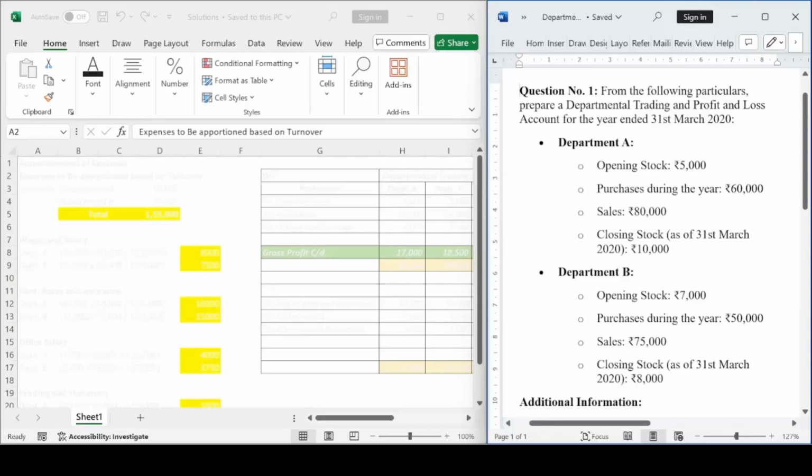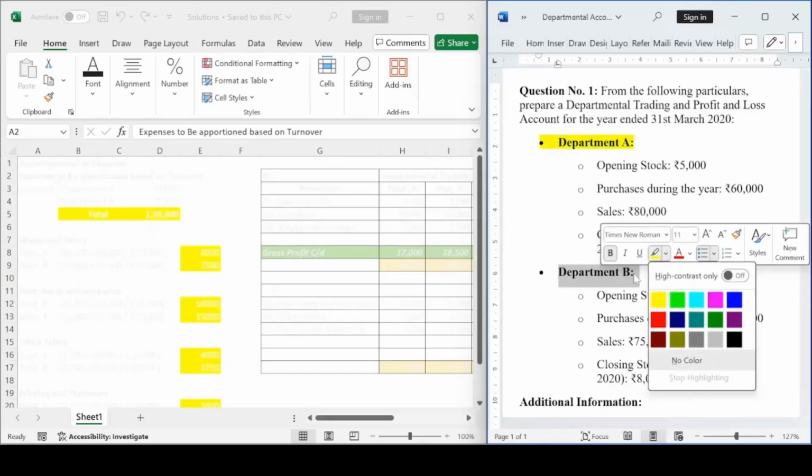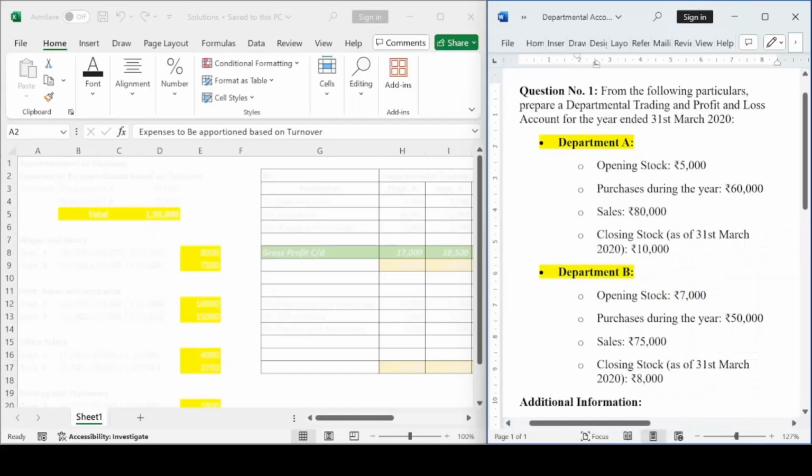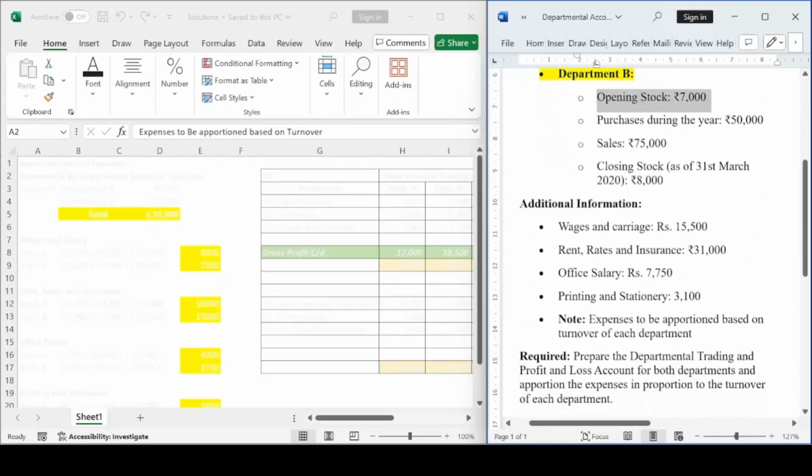From the following particulars, prepare a departmental trading and P&L account for the year ended 31st March 2020. We have two different departments, Department A and Department B. In Department A, they have given opening stock 5,000, purchases made during the year 60,000, sales 80,000 and closing stock 10,000. For Department B, they have given opening stock as 7,000, purchases during the year as 50,000, sales 75,000 and closing stock is 8,000.